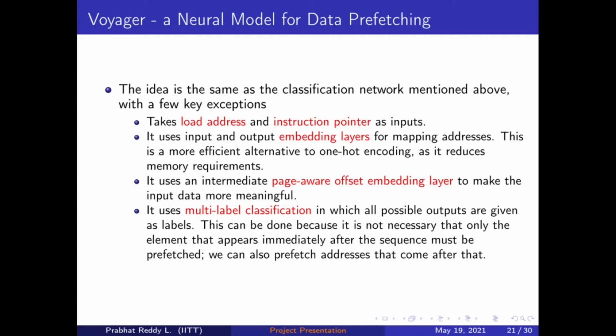It uses embedding layers instead of one-hot encoding. It uses a novel page-aware offset embedding layer, which gives context to the offset and makes the input data more meaningful. It also uses multi-label classification, which is possible because there is no single correct prefetch, and you can also prefetch an address that is 4 to 5 spaces from now. It uses multi-label classification depending upon different criteria.